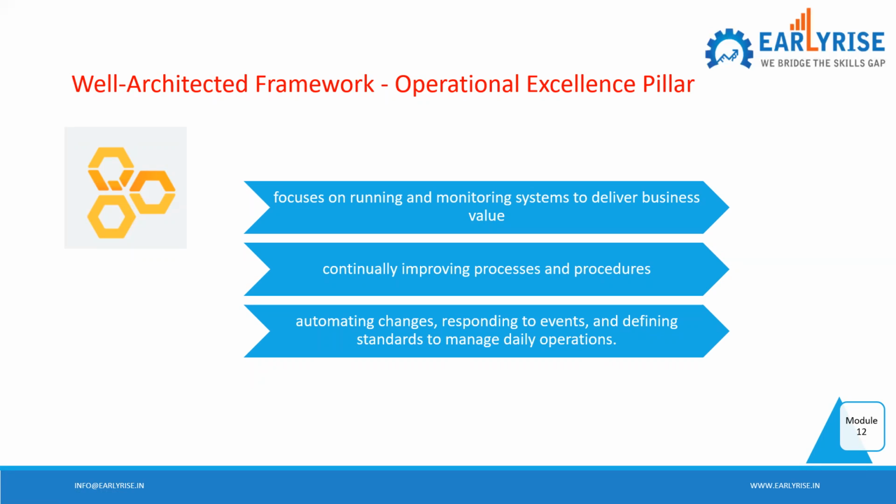With automation there will be fewer chances of errors. Some event happens, some issue happens, some incident happens, so how do you respond to it? You should have a certain process for that. Defining standards to manage daily operations: it should not be in a haphazard way, where somehow it is going on and we just move on. There should be some standards, some systematic process that needs to be followed. That is the operational excellence best practice.